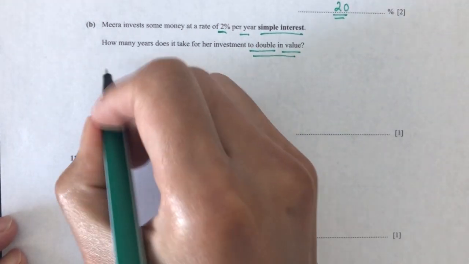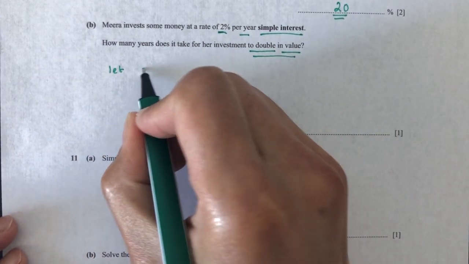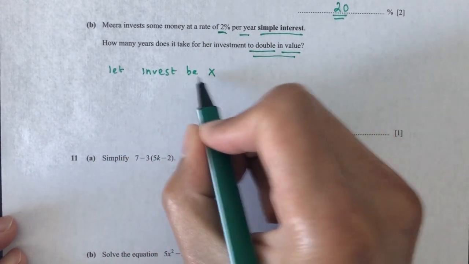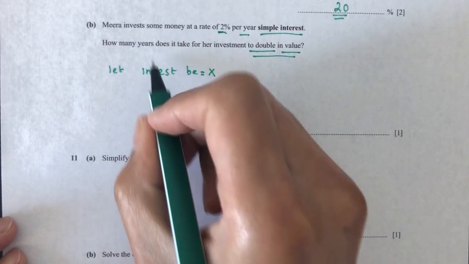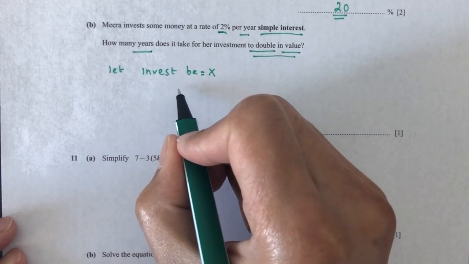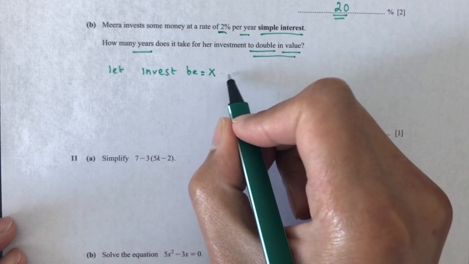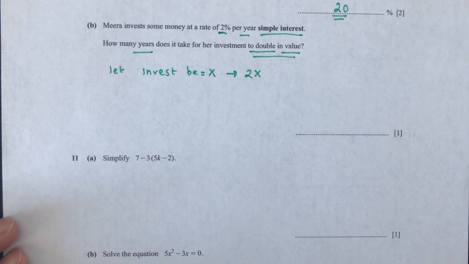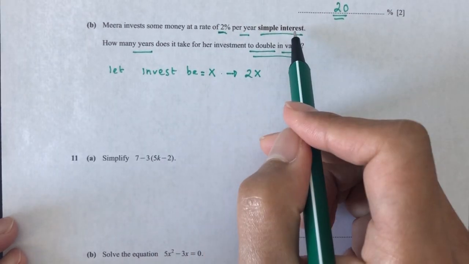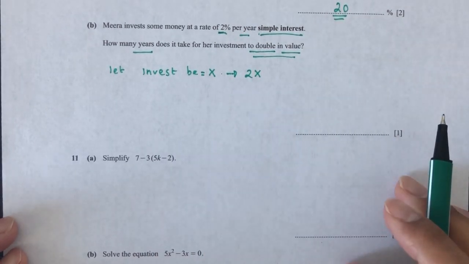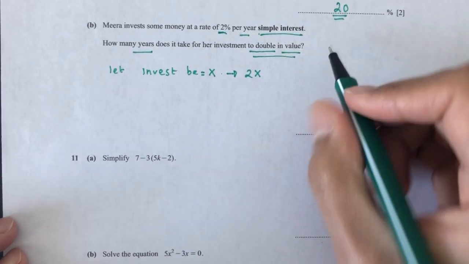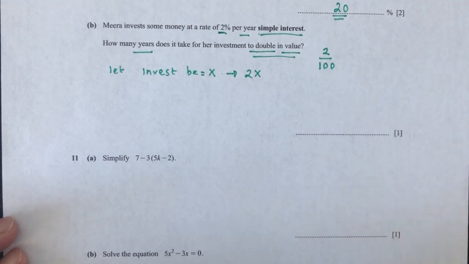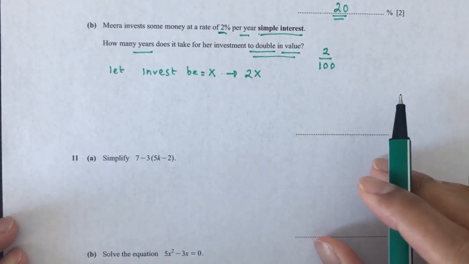Okay, so let's say the investment is x. Let it become 2x. So how many years does it take to make x become 2x, double in value? The way we do this is we have to use the simple interest rate on this one. So the rate of interest will be 2% per year. So how much is she earning every single year?